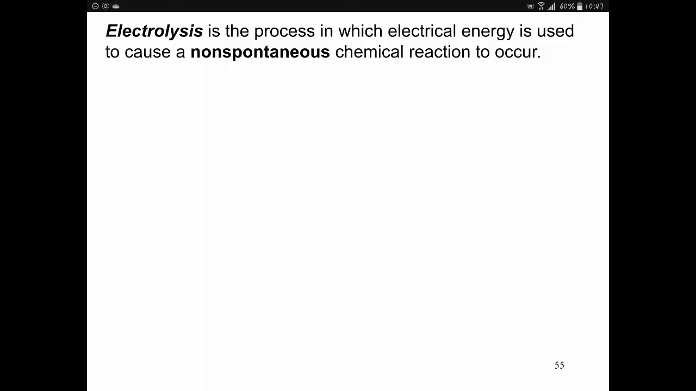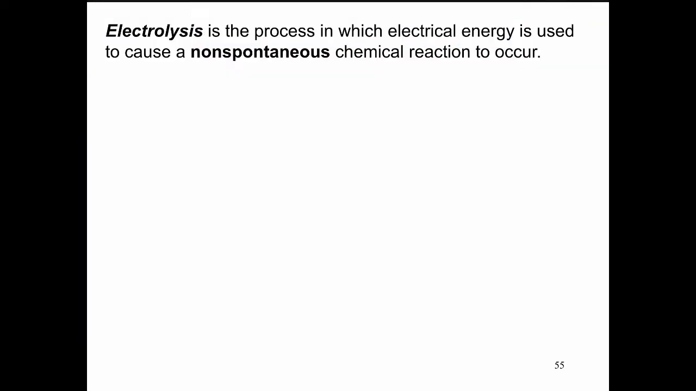Okay, so electrolysis. Let's move on to the last part of our review on electrochemistry. Electrolysis is the process in which electrical energy is used to cause a non-spontaneous chemical reaction to occur. If you have a galvanic cell, in which a redox reaction occurs spontaneously and generates a current, electrolysis is the opposite of that galvanic cell.